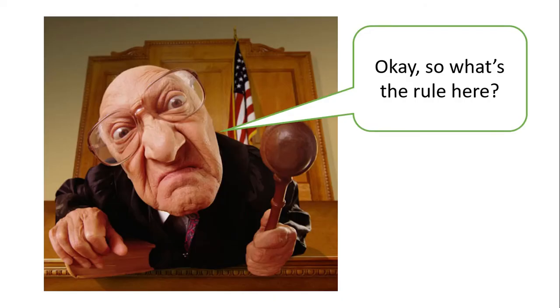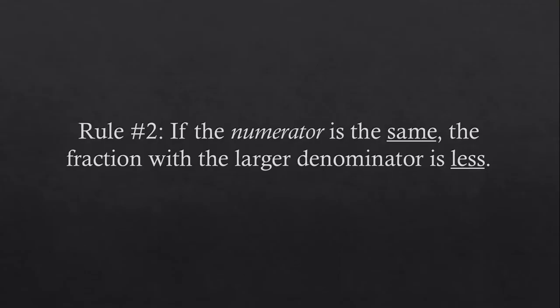So, what's the rule for this one? Well, the rule is this. If the numerator is the same in 2 different fractions that you're comparing, the fraction with the larger denominator is going to be less. Why? Because you have to divide the same thing into a larger number of equal pieces. So each piece is going to have to be smaller for each of the pieces to be equal.